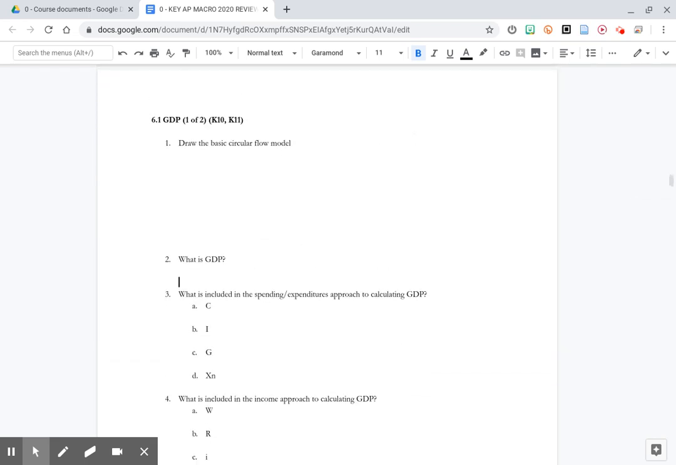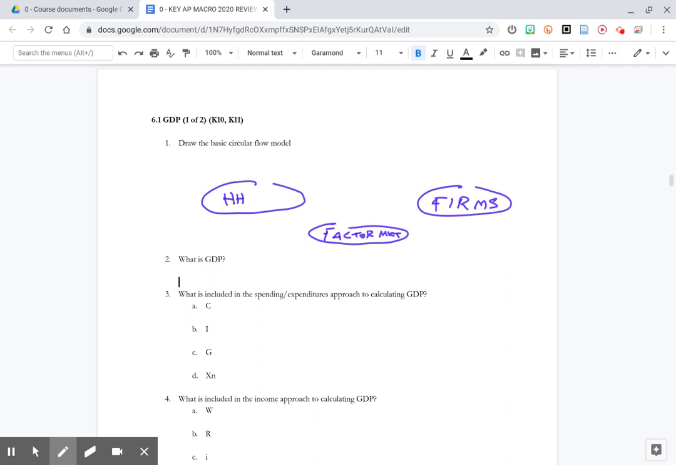So the first thing on here says draw the basic circular flow model. And in large part, we include that here because it's a good way of thinking about GDP. So in thinking about the circular flow, you have households and you have firms, right? Those are the two basic actors in a market economy. And then you have a factor market right down here. And up here you have a product market.